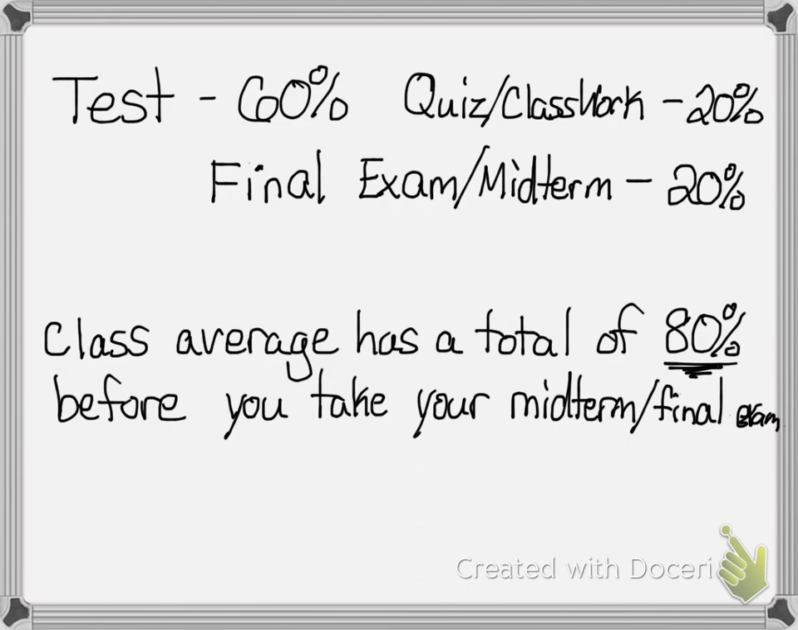But let's say, hypothetically, all of your tests are 60%, your quizzes and your classwork are 20%, and your final exam grade or your midterm is 20%. Well, your class average before you take your final exam or midterm is going to be your tests and all your quizzes and classwork added together.